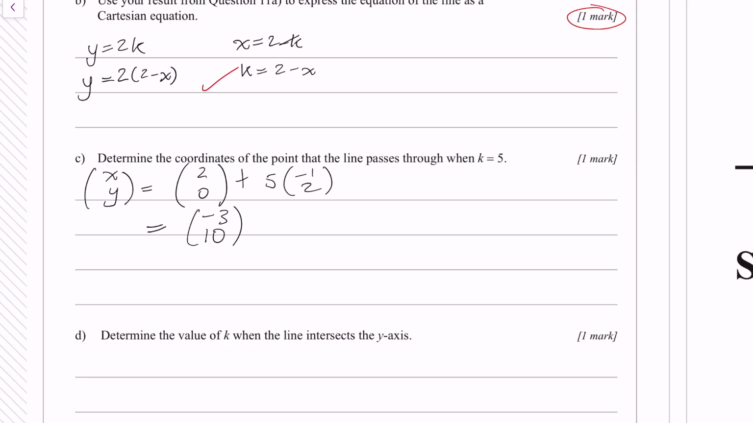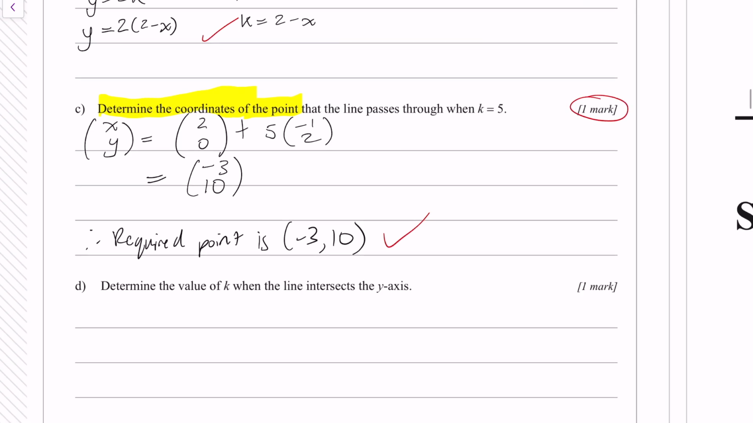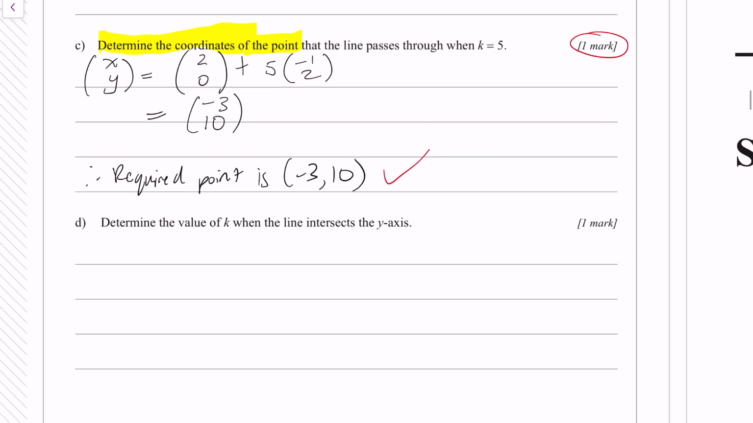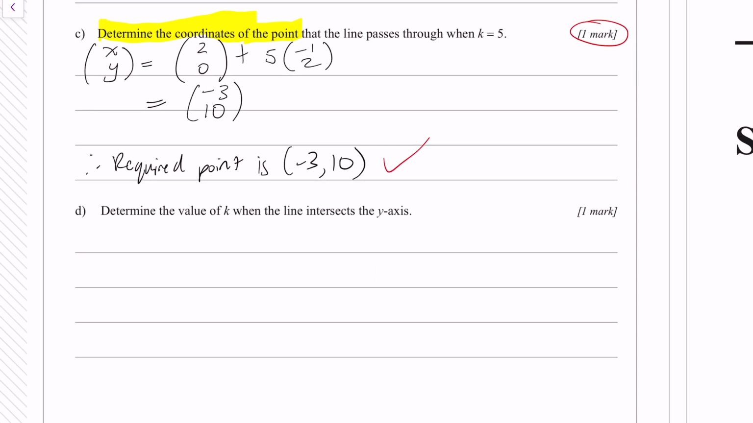Okay. And so you just say, therefore, required point. You would write it in coordinate form, which is -3, 10. So that can be a silly way to lose marks. You won't get a mark for just saying the vector. You need to look at the question, it's determine the coordinates of the point. So you need it in coordinate form, okay? So that could have been a trick one as well. It seems simple, but in order to get the marks, you need to be actually giving me coordinates.